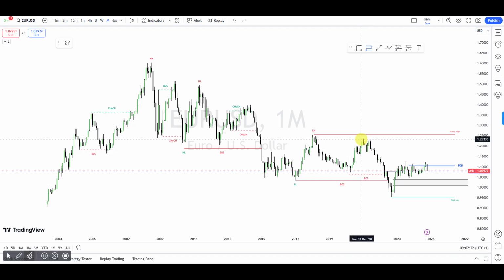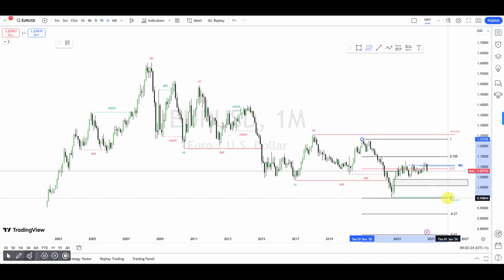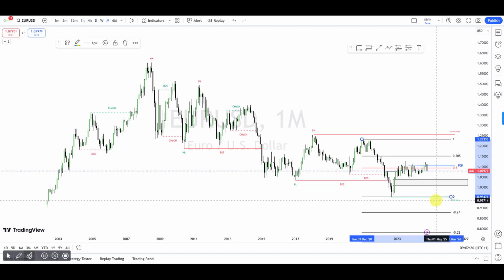If I measure from here on the way down, I notice that it has come to the equilibrium, and I am expecting another block here. So the market will continue. There's a fair value gap here, which it will eventually take out. But that is one perspective.